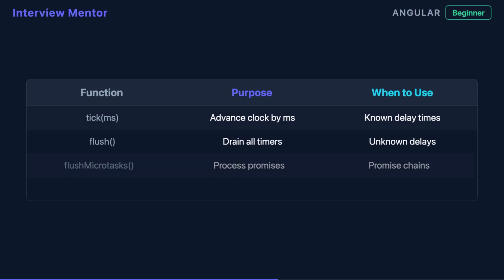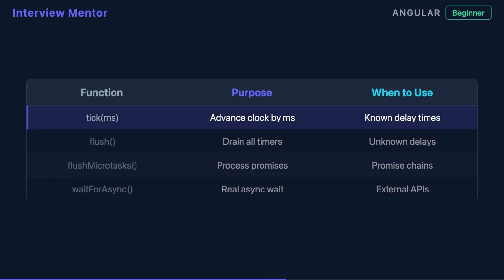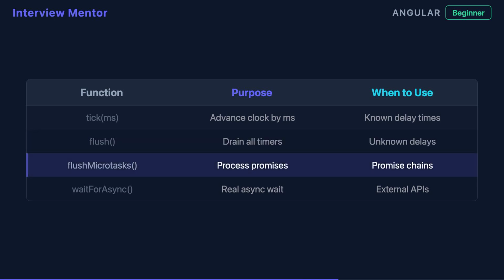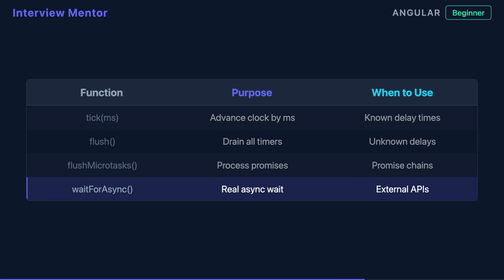Beyond tick, you have flush and flushMicrotasks. flush drains all pending macrotasks like timers, advancing time as far as needed. flushMicrotasks processes microtasks like resolved promises without advancing the clock. Compare this to waitForAsync, which actually waits for real async operations to complete. Use fakeAsync when you want full control over time, and waitForAsync when testing real external async APIs.